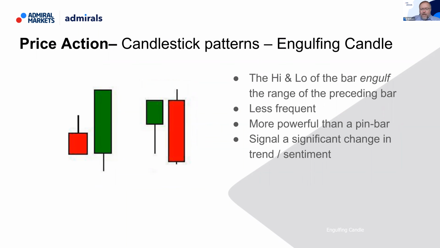When you look at an engulfing candle, for those of you who don't know, the high and the low of the bar engulfs the range of the preceding bar. That's what you're looking for. And as I said, I'm not going to go through how they set up today, because there is a wealth of resources on the Admirals website. Just a reminder, engulfing candle, the high and the low of the bar engulf the range of the preceding bar. They tend to be less frequent than a pin bar, but they're also more powerful. And very often it will signal a significant change in trend and sentiment.